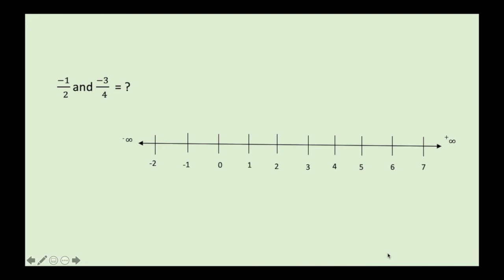Time's up. Let's see what our solution is. Now, the number negative 1/2 goes here on the number line, and negative 3/4 is close by. It goes right here. Reading from left to right once again, we see that negative 1/2 is greater than negative 3/4, or negative 3/4 is less than negative 1/2. I hope you got the exact same solution that I got.